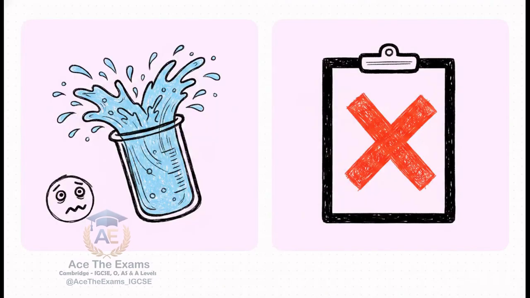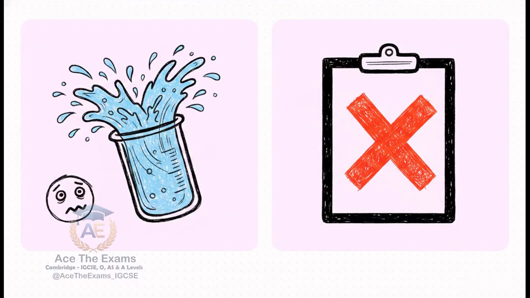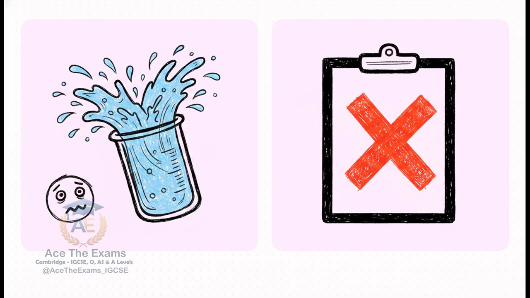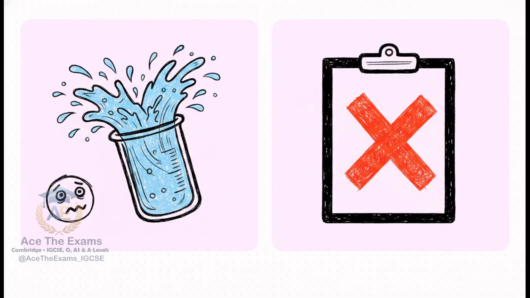Take a look at this standard student answer for measuring the volume of a liquid. Pour liquid in, look at the number, and write it down. I mean, it sounds pretty logical, right? But in reality, the examiner slaps a flat 0 marks on this. 0. Why? Because Cambridge isn't just testing if you know what a measuring cylinder does. They are testing your scientific rigor.